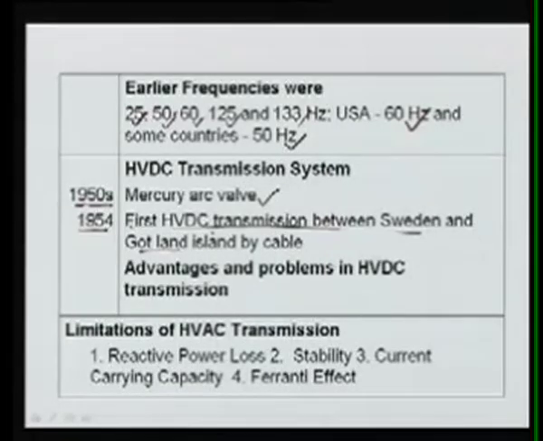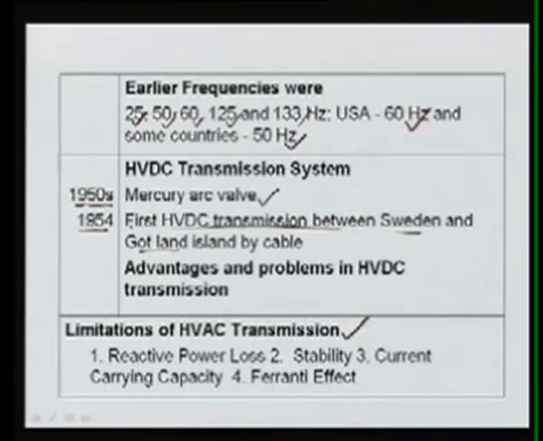Also, the distance was 60 miles, so it is not possible to have an AC cable of more than 50 kilometers. So the only option left at that time was to go for HVDC. The high voltage DC transmission system came into existence, and this was the first, in 1954. If we compare the advantages and the problems in the HVDC transmission system, let us first go through the problems in the HVAC transmission system.